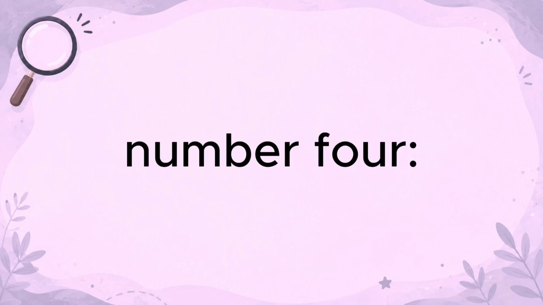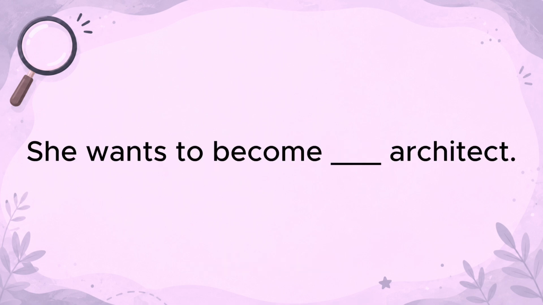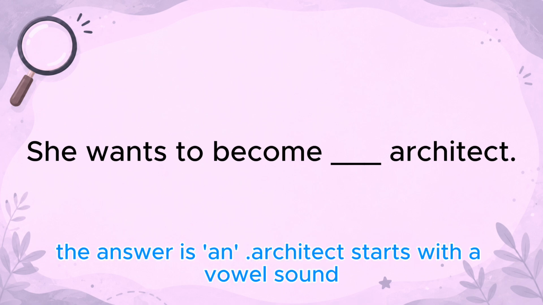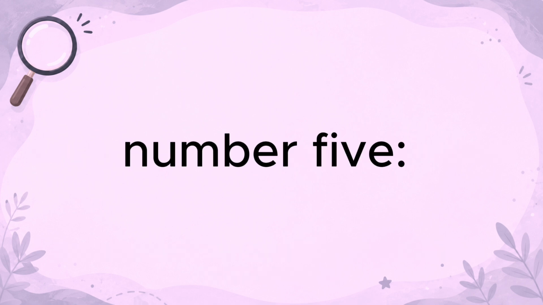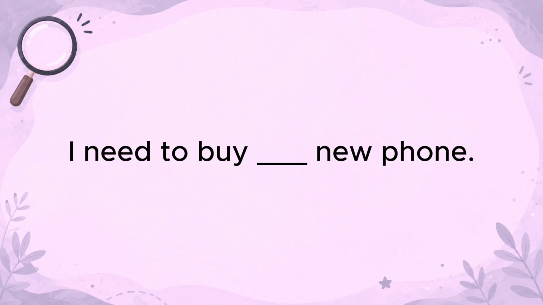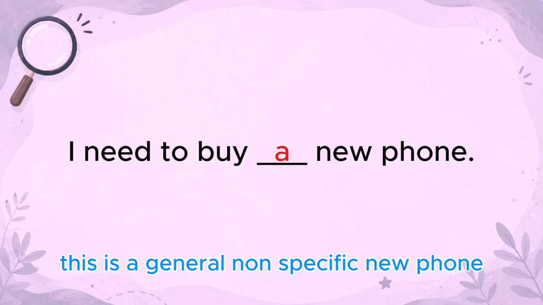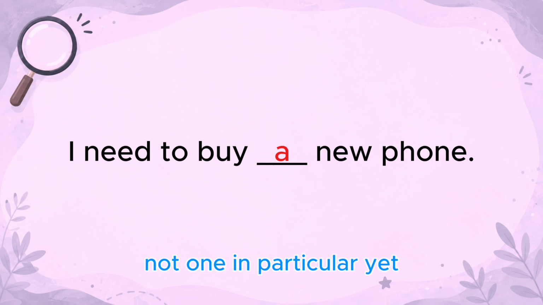Number 4. "She wants to become blank architect." The answer is an. Architect starts with a vowel sound. Number 5. "I need to buy blank new phone." The answer is a. This is a general, non-specific new phone, not one in particular yet.